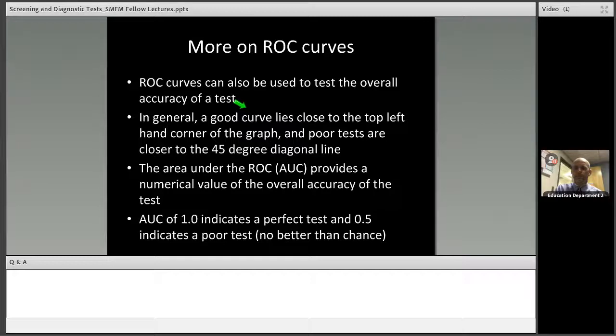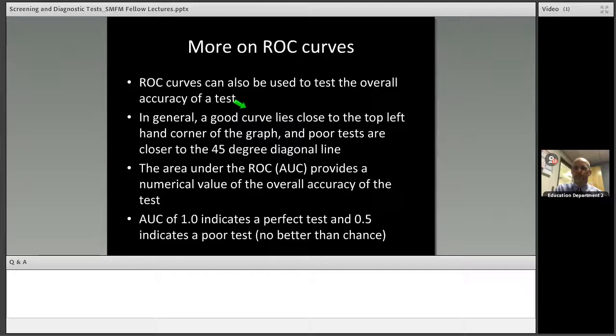So in general, a good curve lies very close to the top left-hand corner of the graph, as we mentioned, whereas a poor test will have a curve that's really close to the 45-degree diagonal line, which is almost like a useless test. The area under the curve of that ROC curve, which is the AUC, provides a numeric value that's an indirect measure of the overall accuracy of the test.